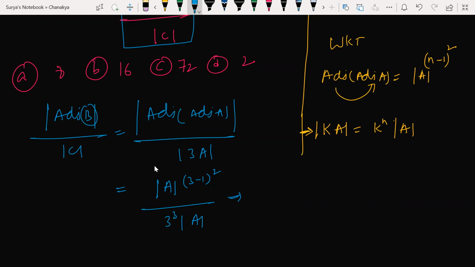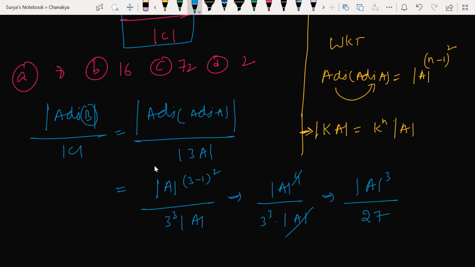Very simple method. So determinant of A to the power of 3, whole square, is what? 2 square is 4, divided by 3 cube into determinant of A. All right. So this is what I am left with here now. One time I can cancel. What am I left with now? Determinant of A to the power of 3 divided by 27.